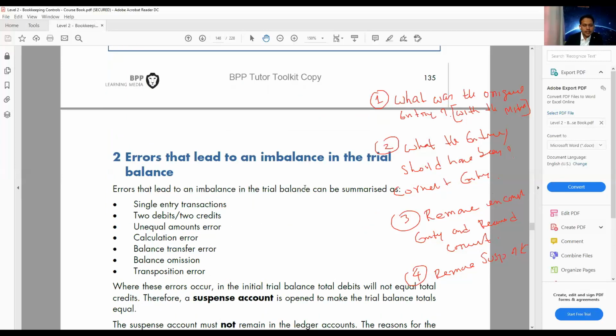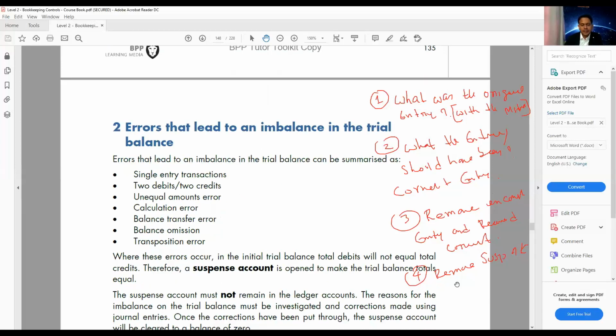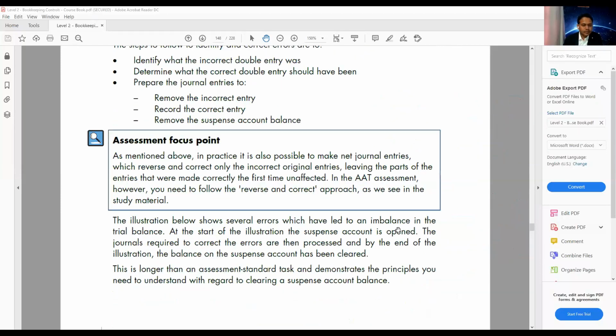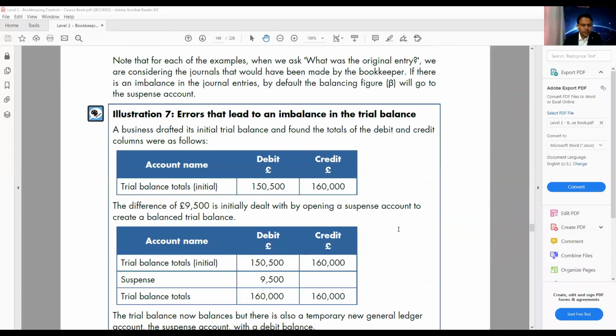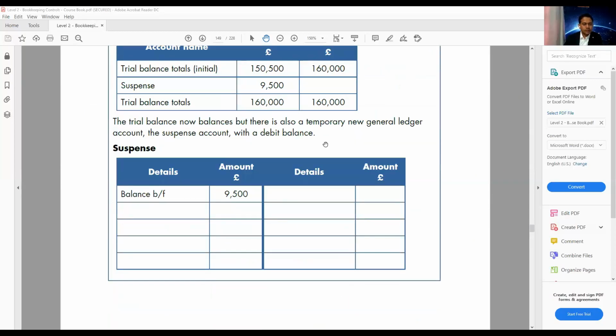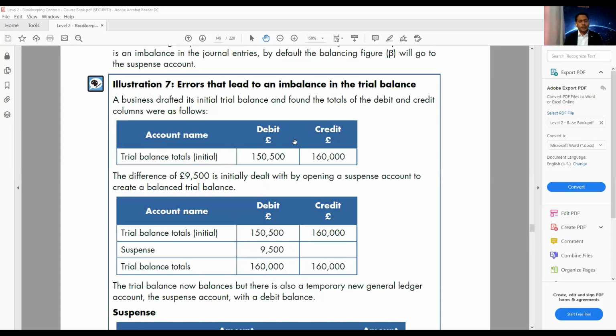Now we're going to see errors that lead to an imbalance on the trial balance. That means because of this error, our trial balance will still be balanced, still match. Okay, let's go on. Okay, let's do the question from here. This question says, error that leads to an imbalance in the trial balance.